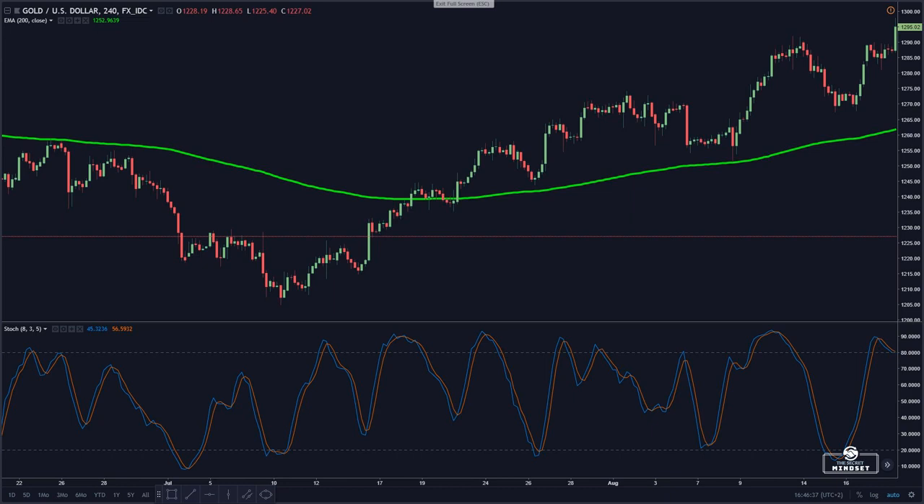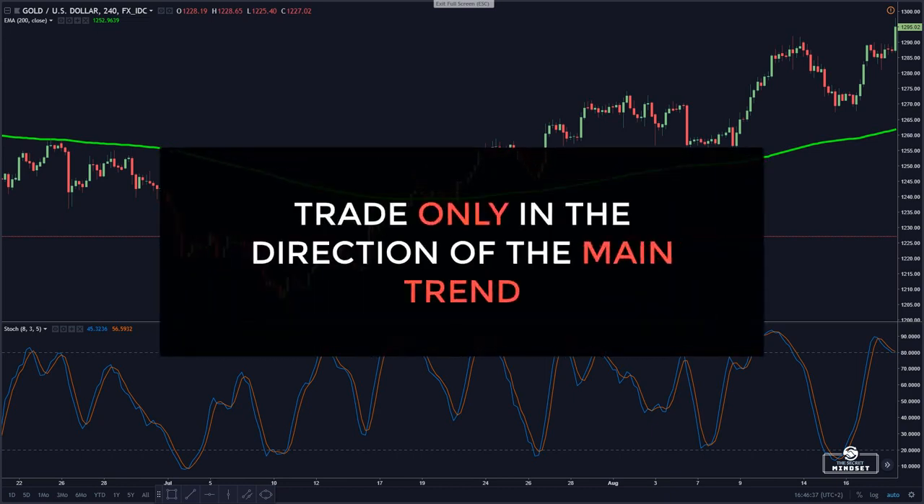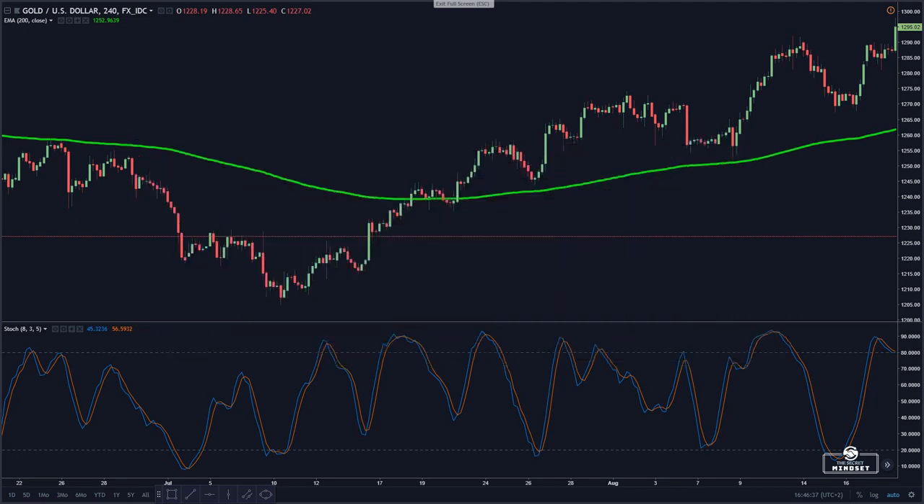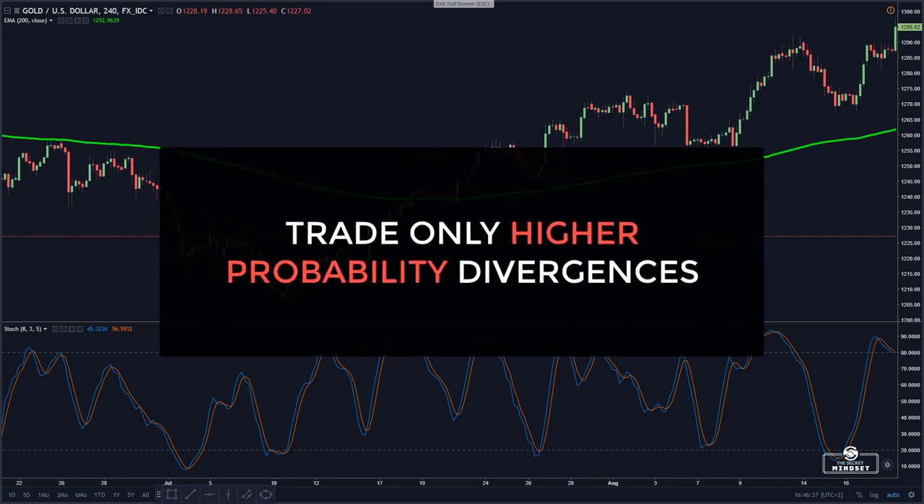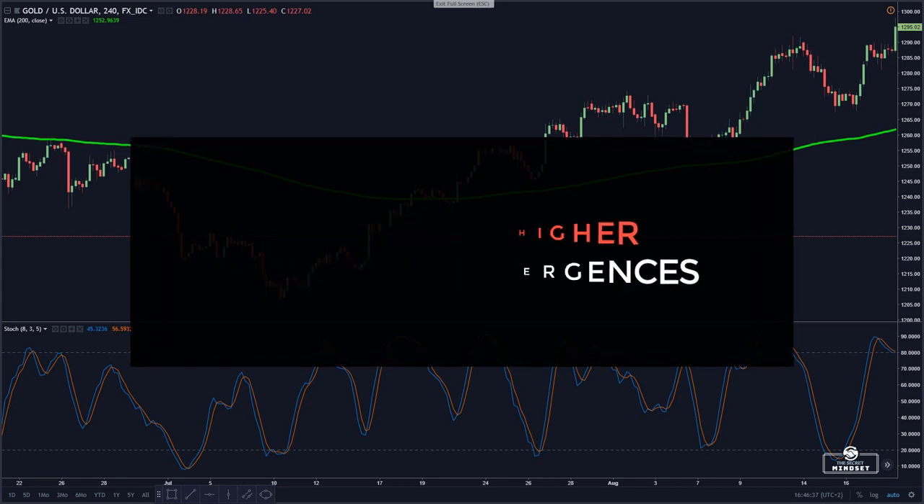The trick of this strategy is to determine the main trend with the 200 EMA and only take positions in the direction of the trend. So we don't chase all the divergences that occur on the chart. We only trade the ones with a higher probability, meaning the ones in the direction of the main trend.